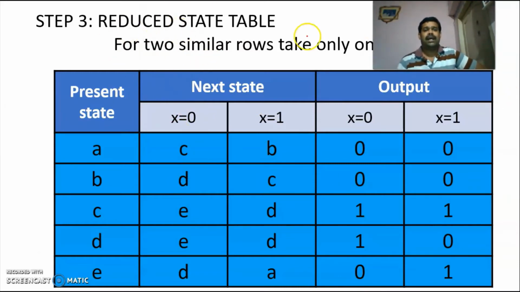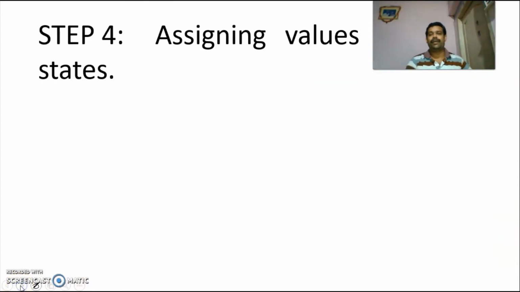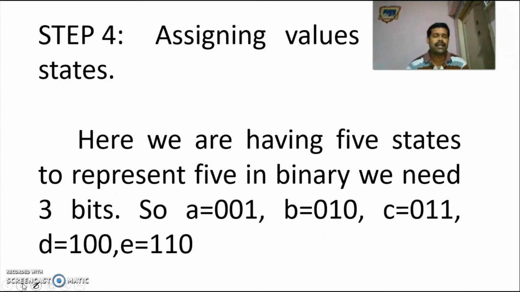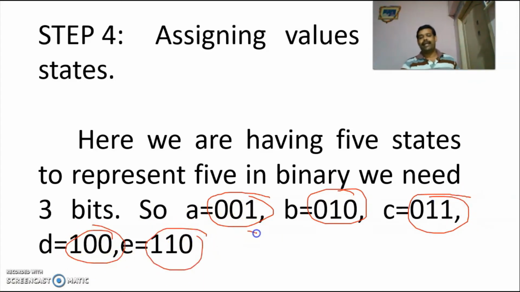So this is the reduced state table. Next, from the reduced state table, we are going to state assignment. State assignment means assigning binary values to the states. So here you are having 5 states. In order to represent 5, minimum we need 3 bits. So we are representing each state by 3 bits. I am taking 000 for A, 001 for B, 010 for C, 100 for D, and 110 for E. So this is step 4, state assignment.